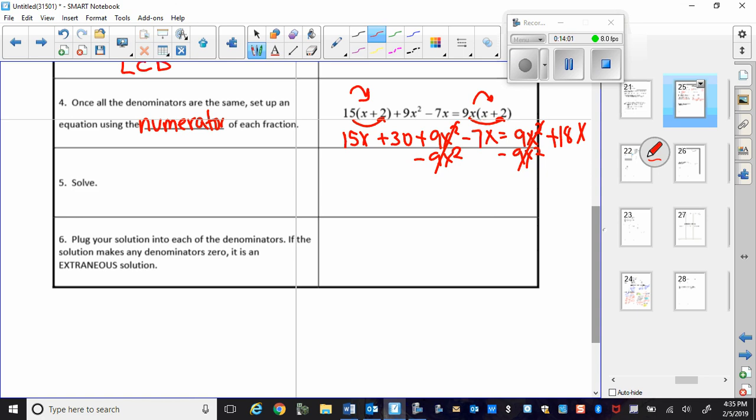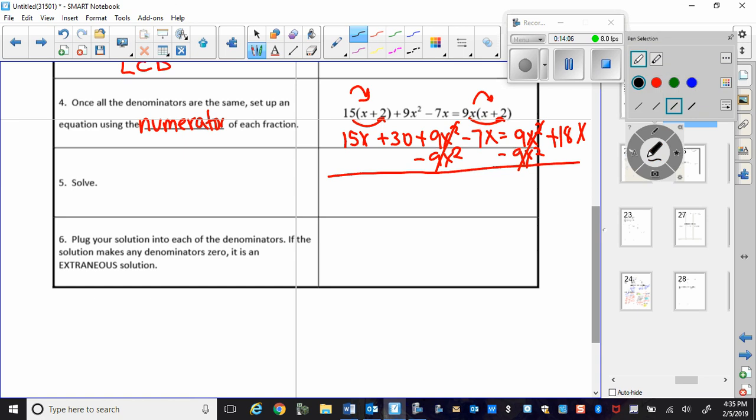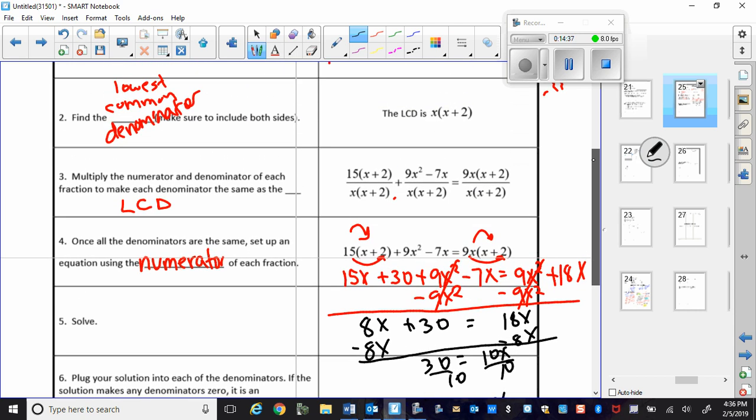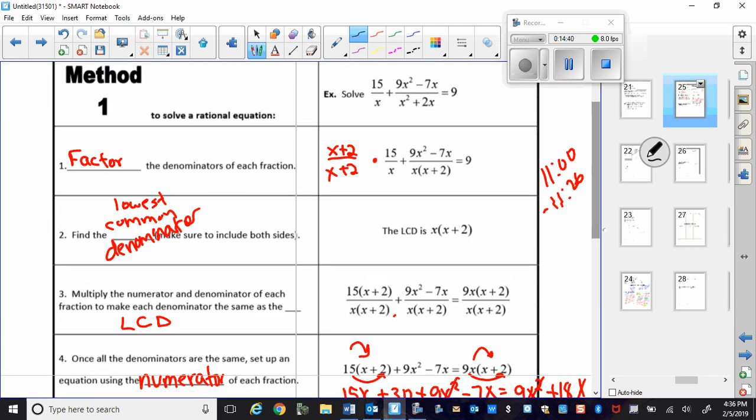Now, let's combine our x terms. I have 15x minus 7x, that's 8x, plus 30 equals 18x. Now, getting rid of 8x on this side and moving it over becomes 30 equals 10x. Divide both sides by 10. x equals 3. Now, you check back with your original equation, and we check our answer.